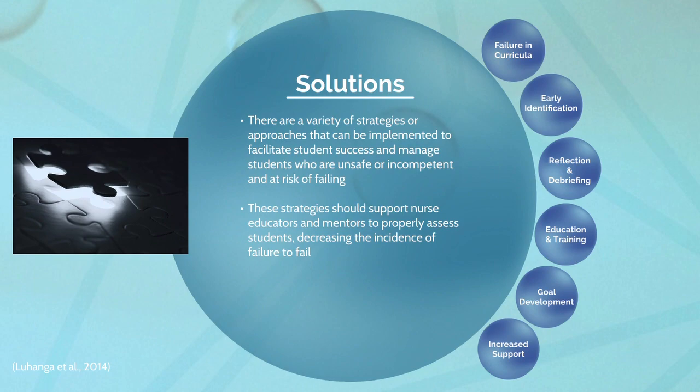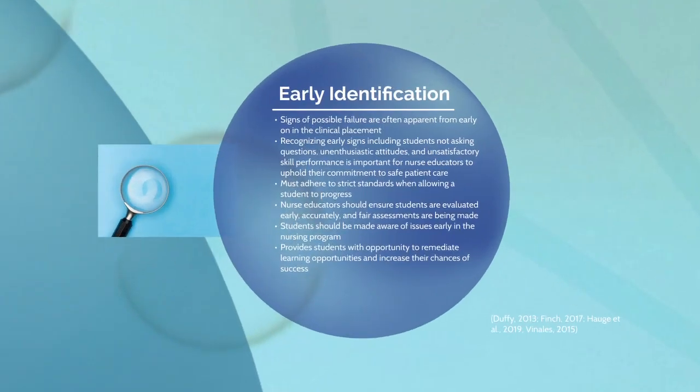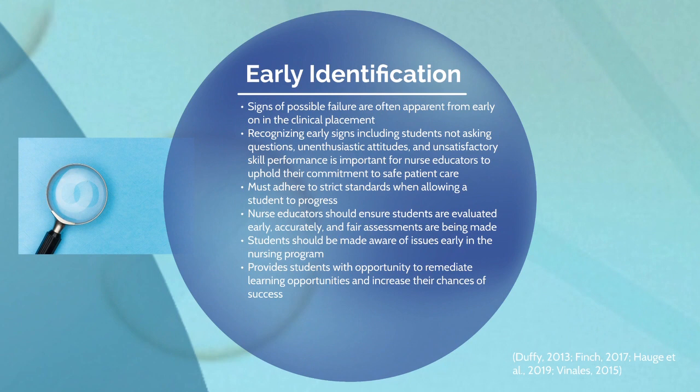Another important solution is early recognition of a struggling student. Signs of possible failure are often apparent from early on in the clinical placement. These often include students not asking questions, having an unenthusiastic attitude towards nursing, and demonstrating unsatisfactory skill performance. The ability to recognize these early signs is important for nurse educators to uphold their commitment to safe patient care and to ensure strict nursing standards are upheld when allowing a student to progress.